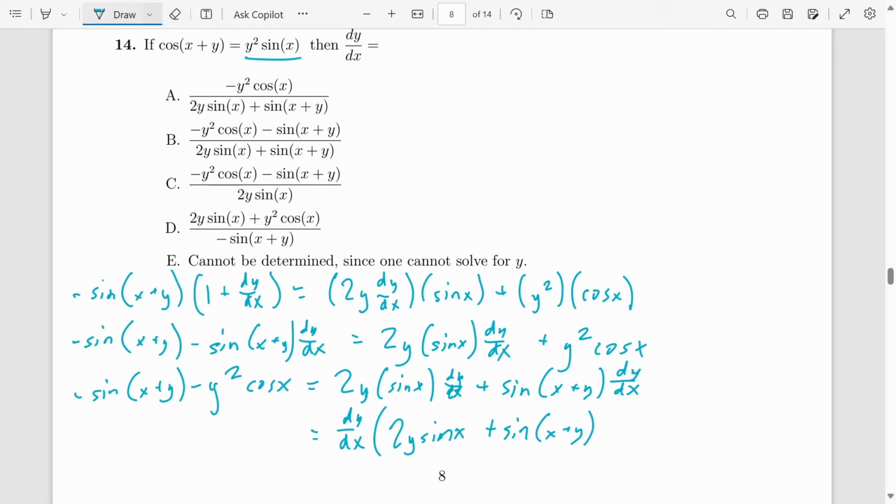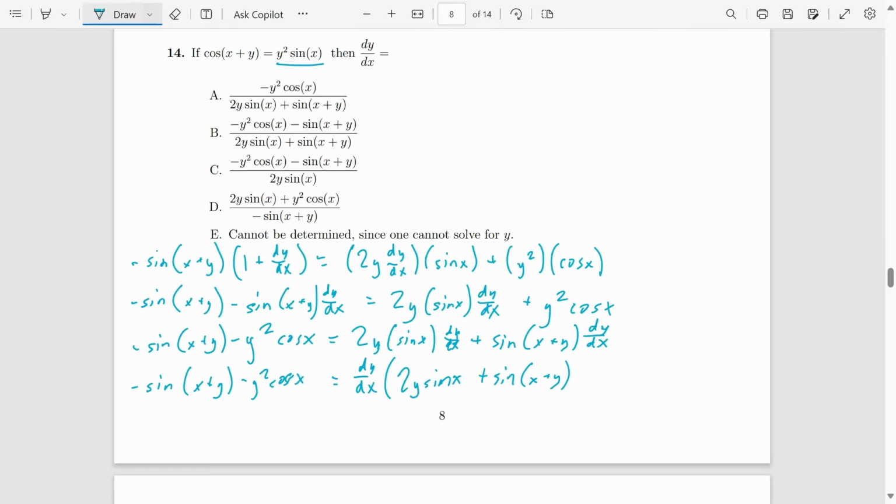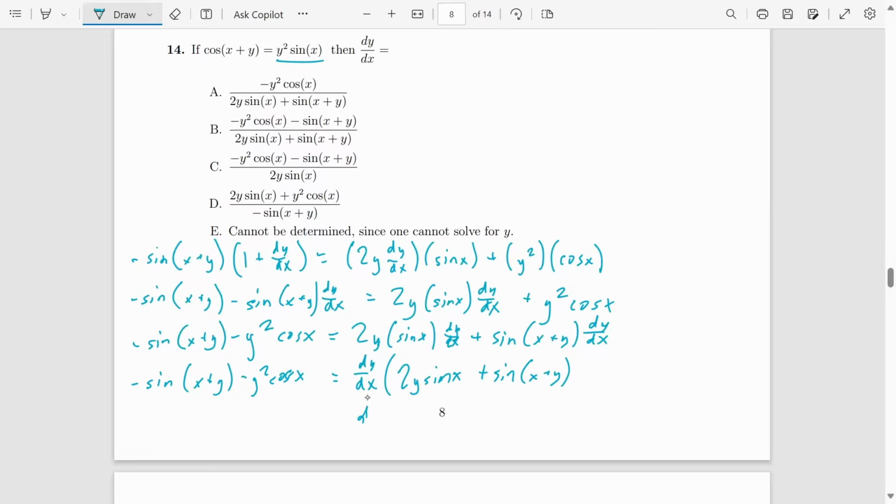So let me actually write this out just for completeness sake. Negative sine of x plus y minus y squared cosine x. And now we just divide both sides by 2y sine x plus sine of x plus y. That will give us, I can fit it all here, dy over dx equals negative sine of x plus y minus y squared cosine x all over 2y sine x plus sine of x plus y. Is that one of our answers?